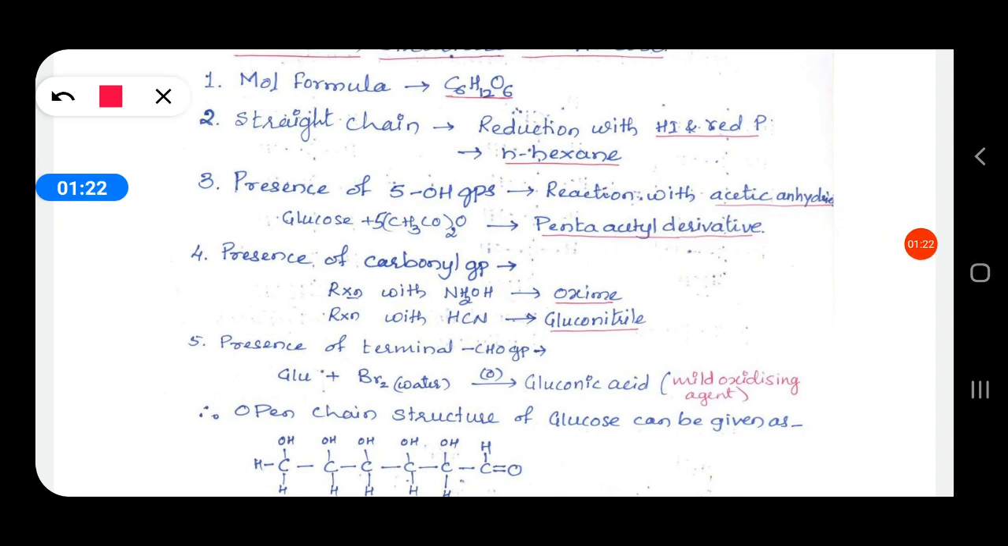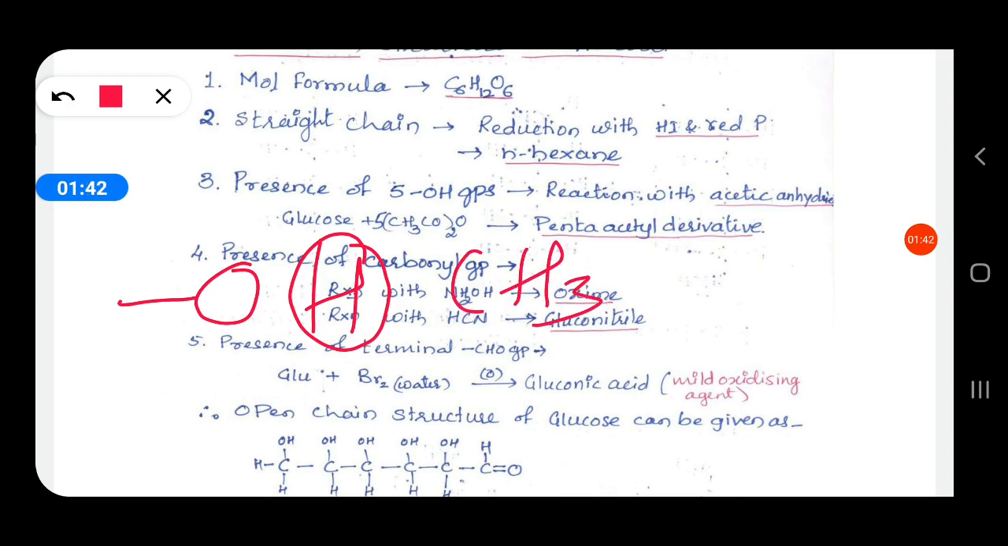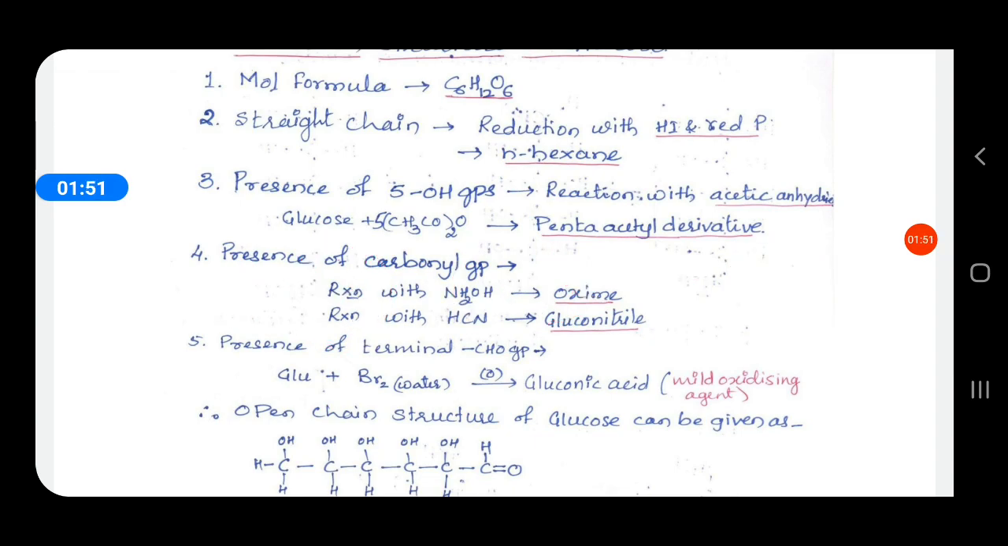Whenever a hydroxyl group is treated with acetic anhydride, the hydrogen of the OH group is replaced by an acetyl group, so an ester group is formed. So when glucose is treated with acetic anhydride, it gives a pentaacetyl derivative, which shows the presence of 5 OH groups in glucose.